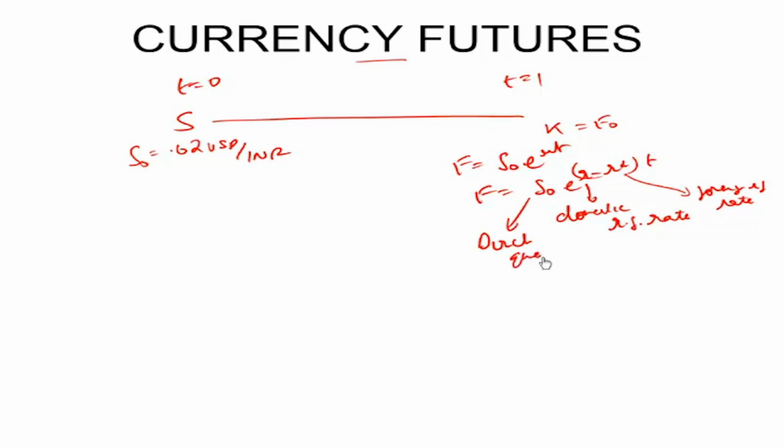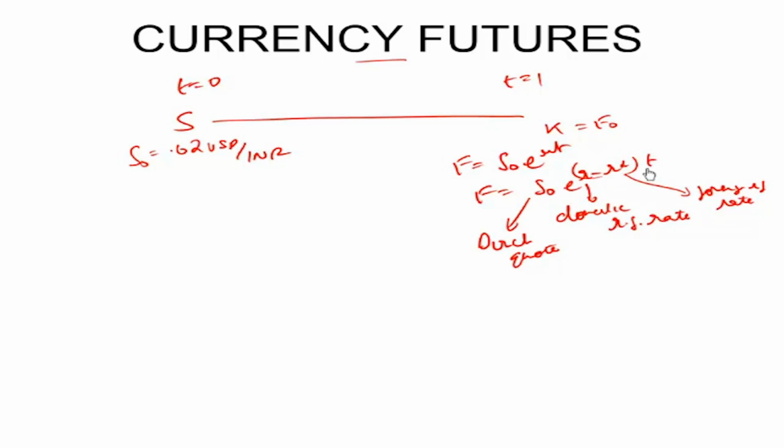That is, domestic for one will be foreign for another, and foreign for somebody will be domestic for somebody else. So make sure that this is in the direct quote, otherwise the formula will reverse. So this is domestic upon foreign, how many domestic for 1 unit of foreign, and then e raised to the power domestic risk-free rate minus the foreign risk-free rate into T.